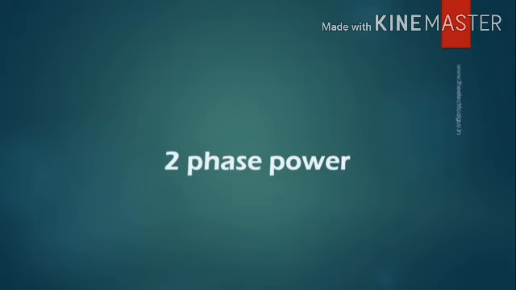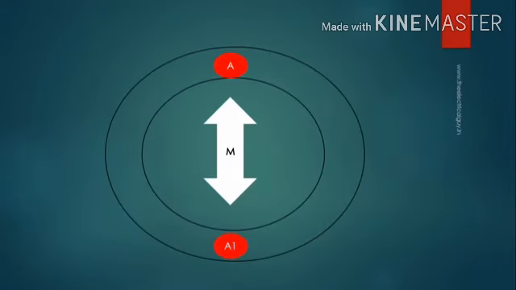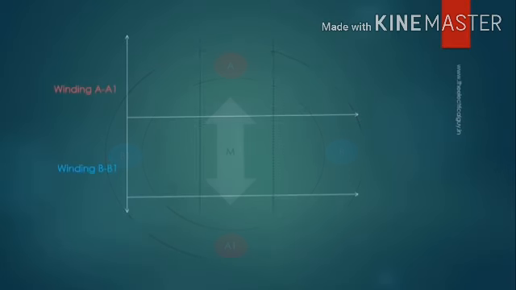Now let's say using the previous single-phase generator, I added one more winding with terminals B and B1. Please note the winding B1 is displaced 90 degrees from winding A1. The interesting part of this arrangement is that when the magnet is in the position shown, voltage across winding A1 is maximum, or we can say it is at its peak, and voltage across winding B1 is almost 0. This is because the flux only cuts across the terminals in slots A and A1 at this instance.